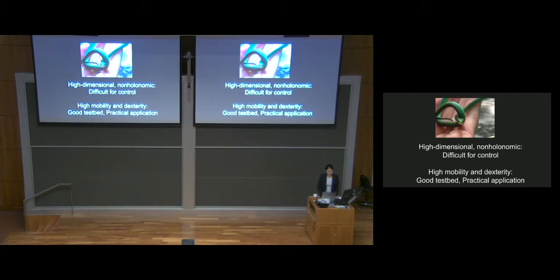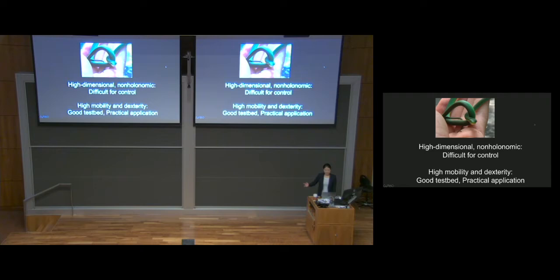I chose these snake-like robots because they are high-dimensional and non-holonomic, so they are very difficult to control. But at the same time, the snake has high mobility and dexterity. That means it's a good test bed to find if we have basic movements for different tasks. It also has great practical applications in the future, as we could use snake robots for search and rescue, going across cluttered terrain, and buried buildings, something like that.